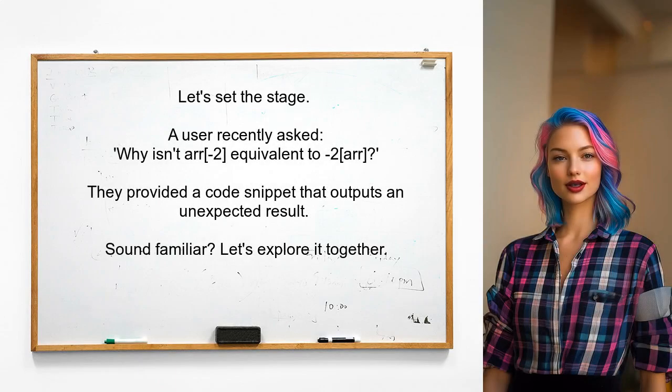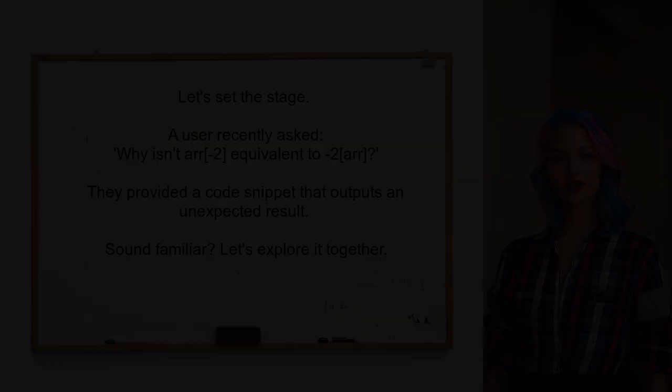Let's set the stage. A user recently asked, why isn't r[-2] equivalent to -2[r]? They provided a code snippet that outputs an unexpected result. Sound familiar? If you've encountered this, let's explore it together.